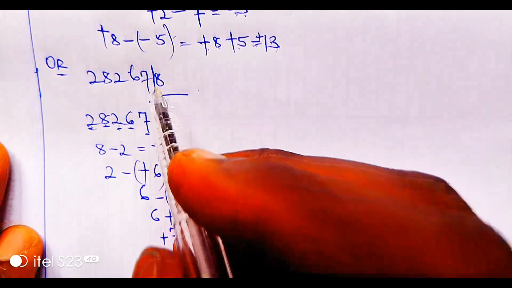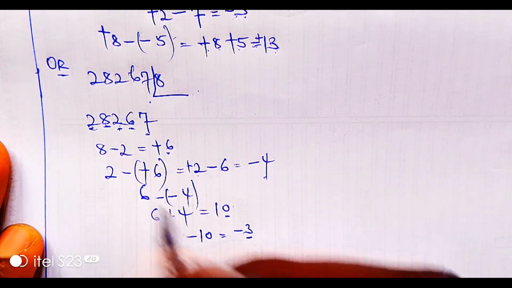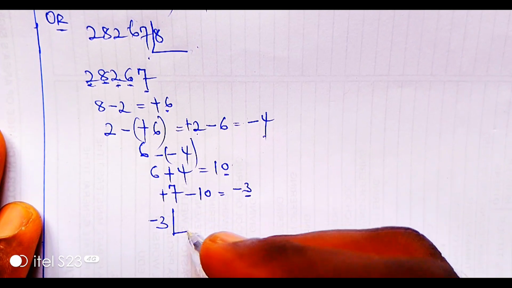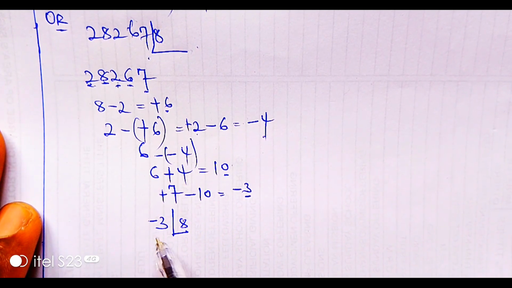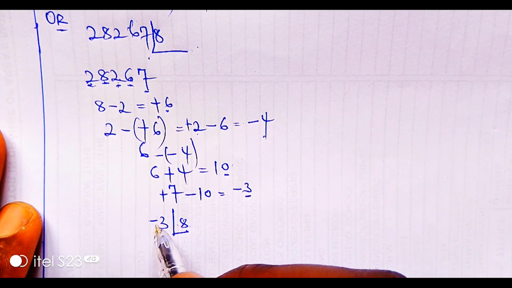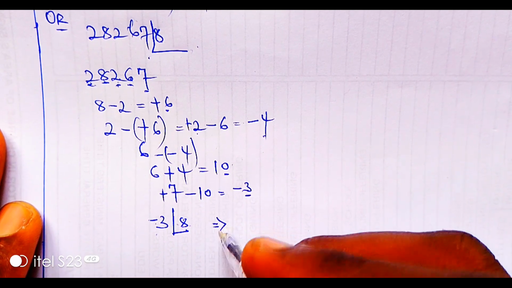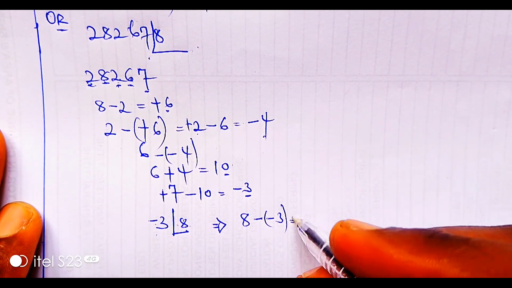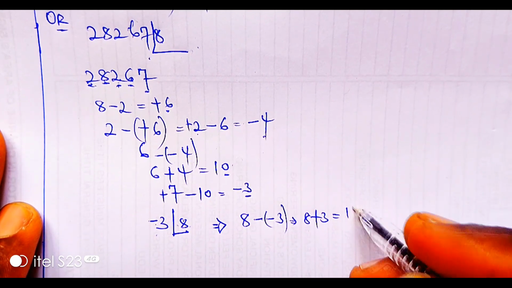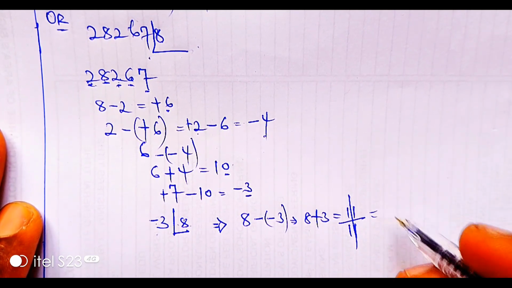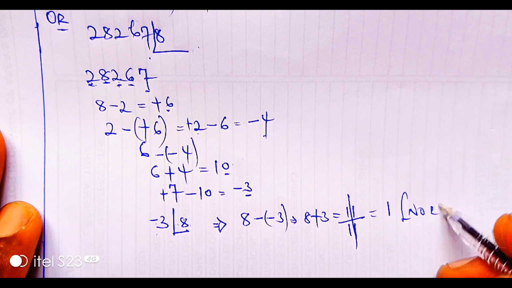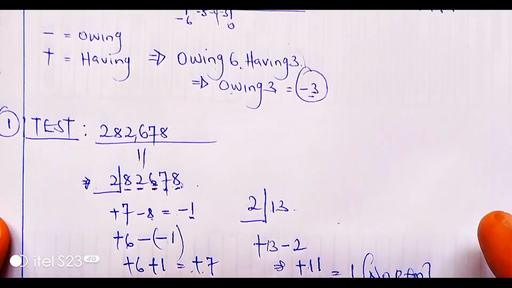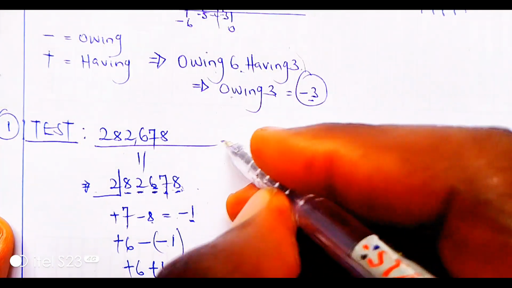So we're done with that. The next thing we do is, we have minus 3 here, and the one we marked away, the 8. So minus 3 and 8, which one of them is bigger? Plus 8 is bigger than minus 3. So we use the bigger to subtract the smaller. 8 minus minus 3, which is 8 plus 3, which is 11. 11 divided by 11 is 1. There is no remainder. This is how we get to know if 11 will divide a given number or not. So this is it for the second method.